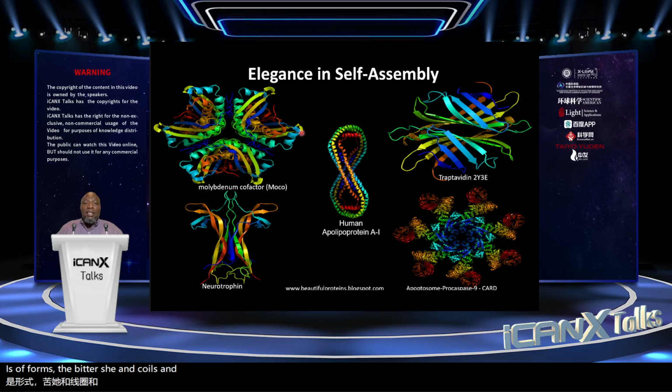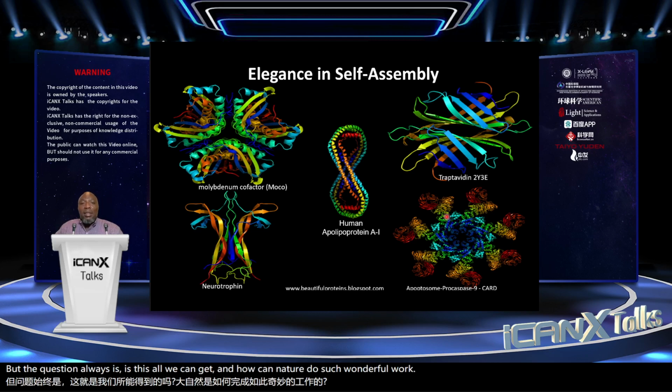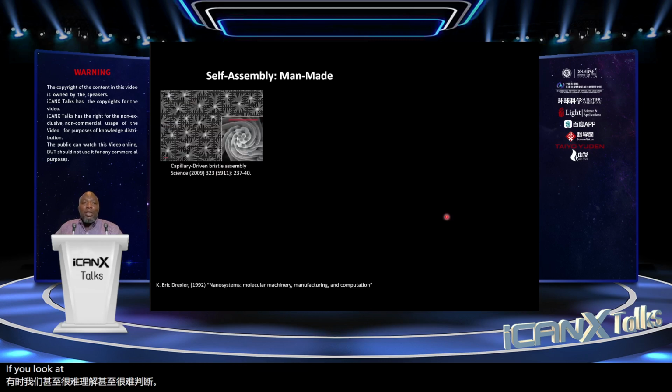And as you look at macromolecular systems, you find such beauty that self-assembly gives you, that we wish we could emulate. But the question always is, is this all we can get? And how can nature do such wonderful work that sometimes we have difficulties even understanding or replicating? If you look at man-made structures, we have succeeded in doing quite a bit of self-assembly ourselves.